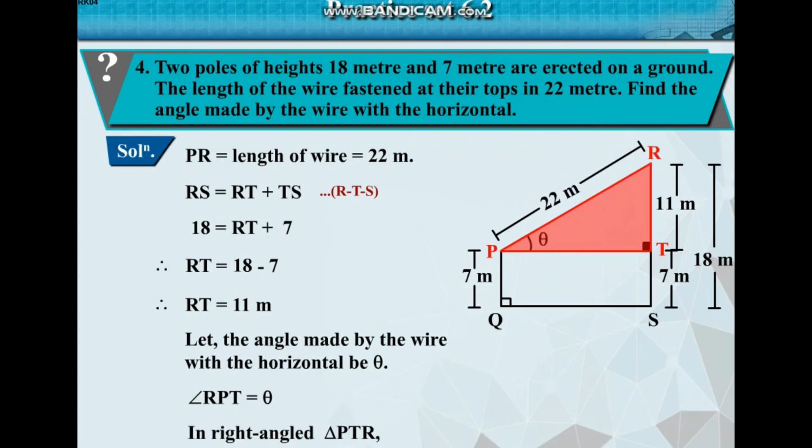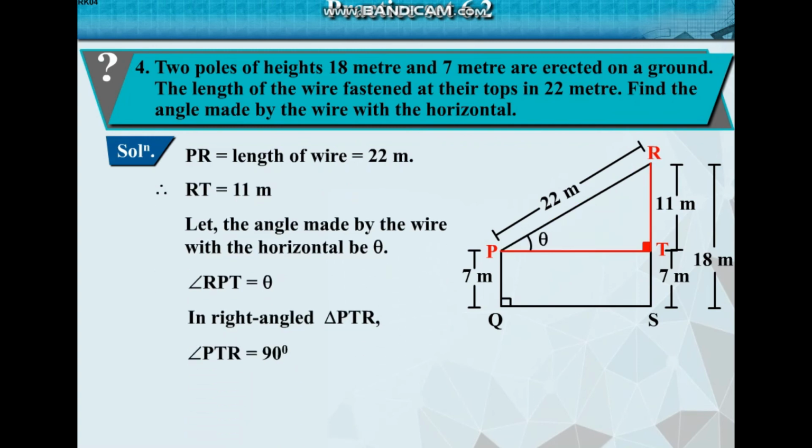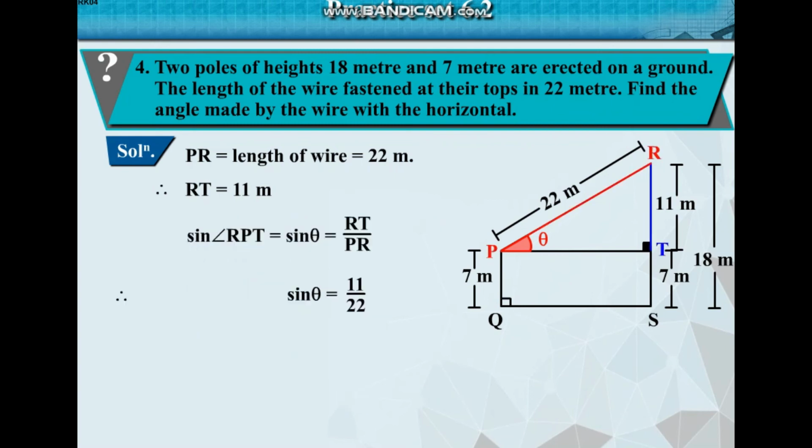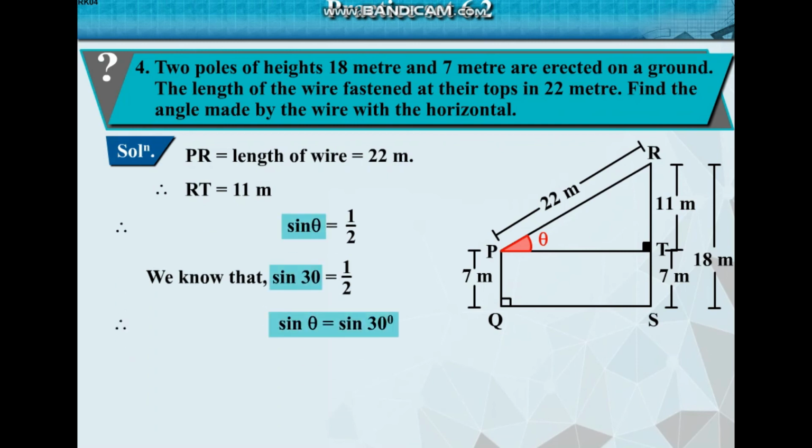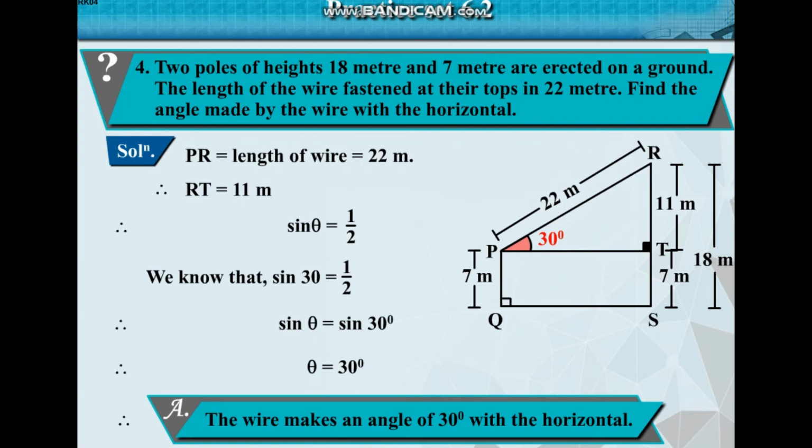In right-angled triangle PTR, angle PTR is equal to 90 degrees. Sine of angle RPT is equal to sine theta is equal to RT upon PR. Therefore, sine theta is equal to 11 upon 22. Therefore, sine theta is equal to 1 upon 2. We know that sine 30 degrees is equal to 1 upon 2. Therefore, sine theta is equal to sine 30 degrees. Therefore, theta is equal to 30 degrees. Therefore, the wire makes an angle of 30 degrees with the horizontal.